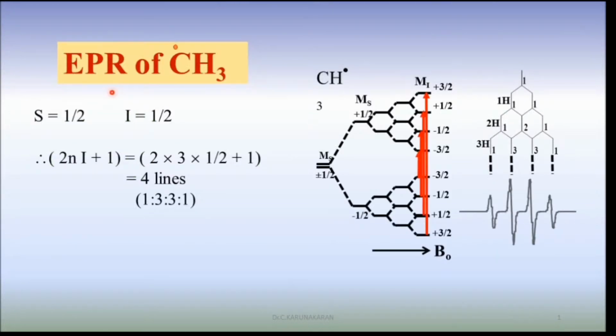EPR of the methyl radical. In this case, the unpaired electron is coupled with three protons. In the presence of a magnetic field, the electron spin state splits into two. It further couples with one proton to give a doublet, and similarly it couples with the other two protons. There are four transitions based on the selection rule delta mI equal to plus or minus 1. We can calculate the number of lines and the energy levels using this formula.